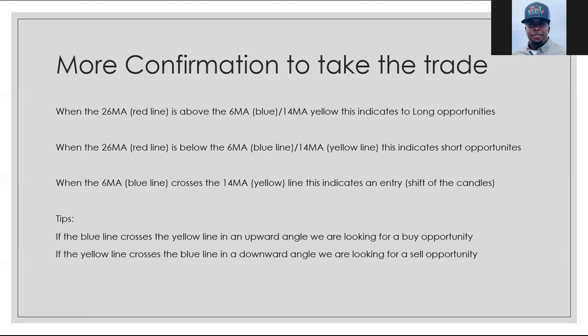If the yellow line crosses the blue line in a downward angle, we are looking for sell opportunities. Blue goes up, we're looking for buys. The yellow crosses the blue going down, we're looking for sales. These are the shift in the market, shift of the candles. So write these down. 3 confirmations up here and the tips down here.